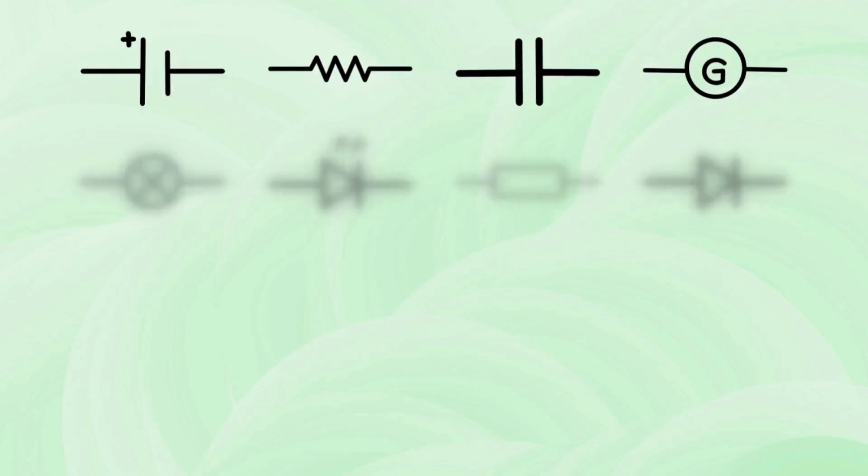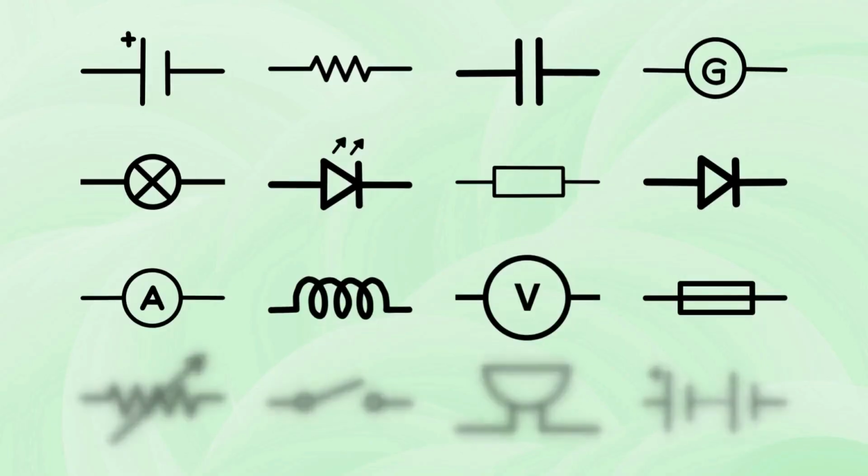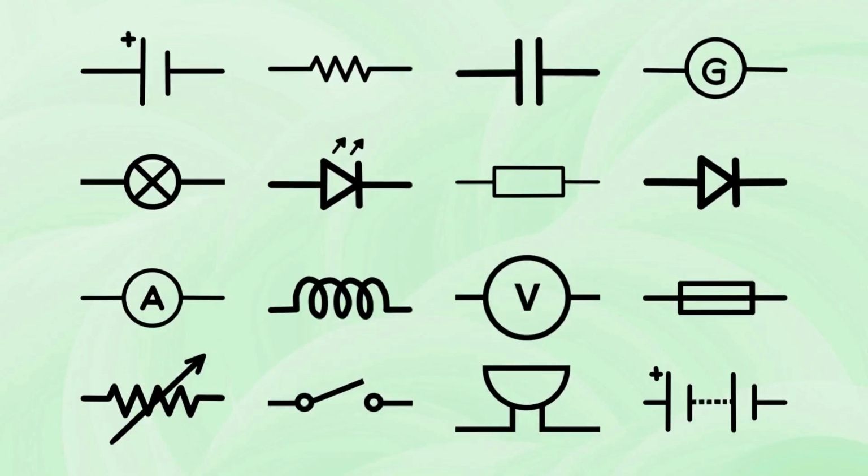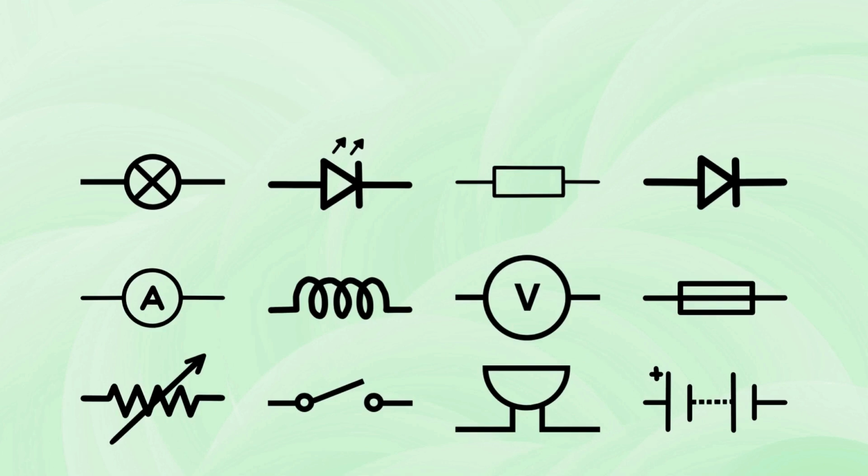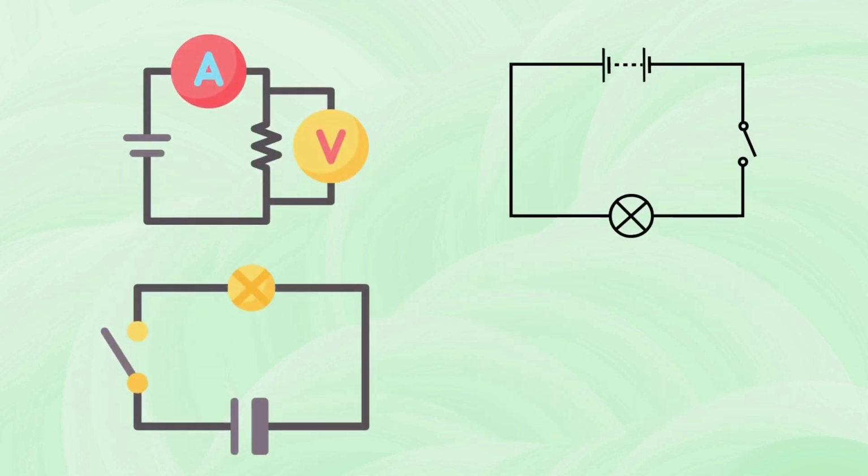And that wraps up our look at the key components of an electrical circuit and their symbols. I hope this video made things simpler and clearer. Now you can confidently read and draw basic circuit diagrams.